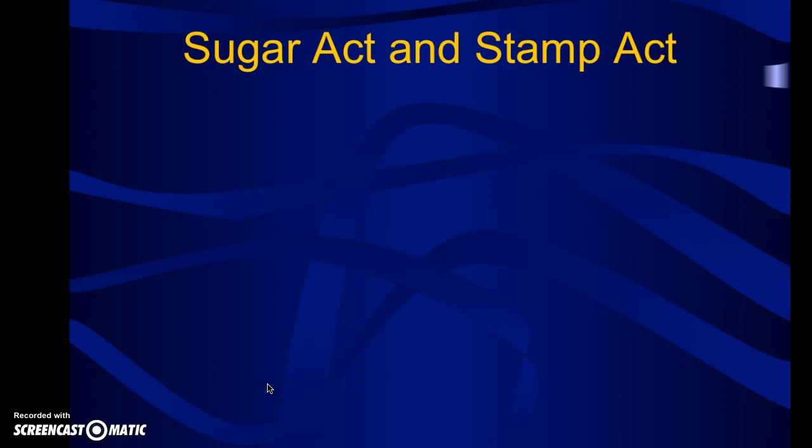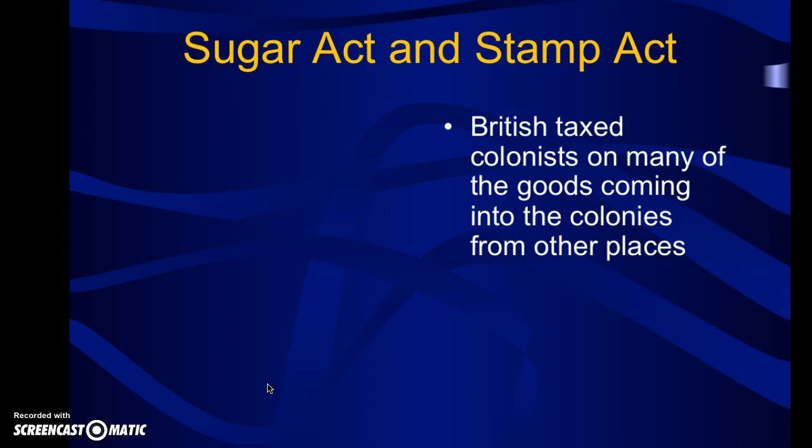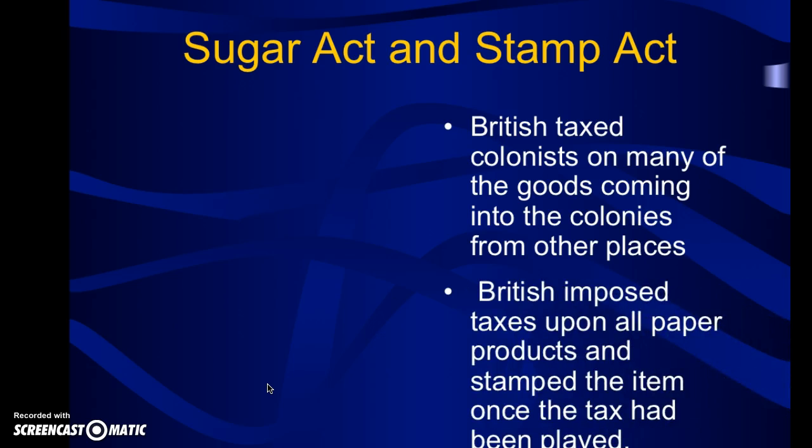The Sugar Act and the Stamp Act. These were both taxes placed on the colonists from Great Britain. British taxed colonists on many of the goods coming into the colonies and from other places. British imposed taxes on all paper products and stamped the item once they had been paid.